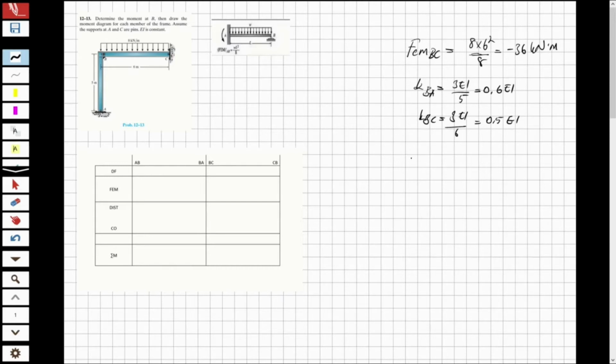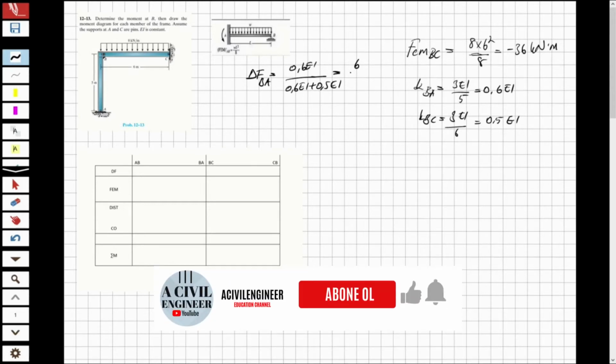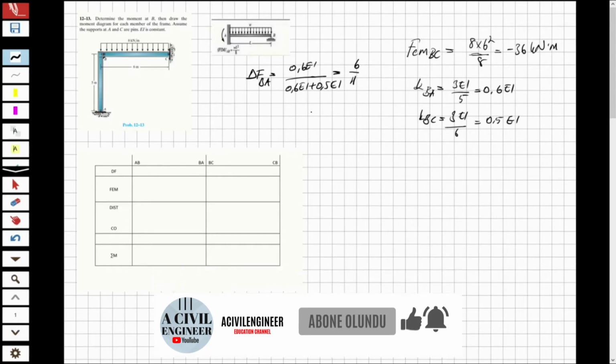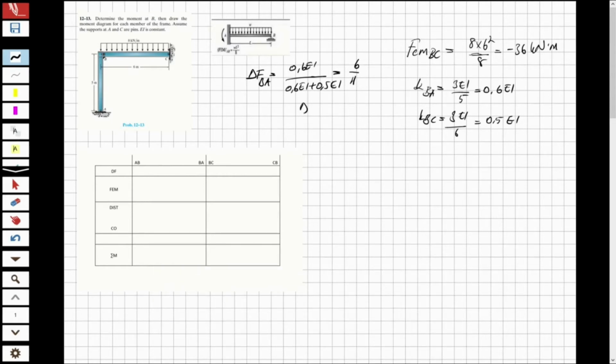And now let's find the distribution factor. I can write them here, sorry. And distribution factor from B to A, that will be 0.6 EI over 0.6 EI plus 0.5 EI. Okay, and this is going to be 6 over 11. When I subtract from 1, then I obtain that distribution factor BC will be equal to 5 over 11.